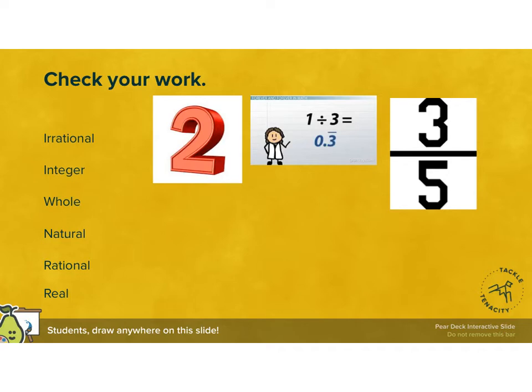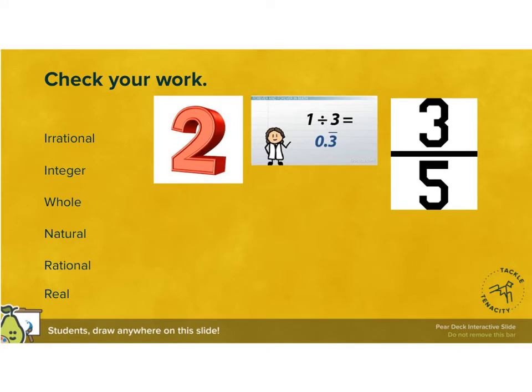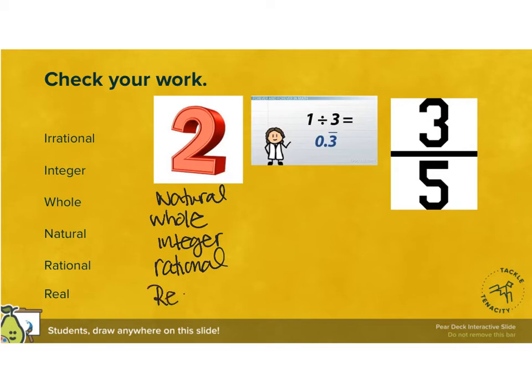So the number 2, first and foremost, that is a natural number. 2 is a natural number because natural numbers start with 1 and they go in the positive direction. It's also a whole number. It's also an integer. It's also a rational number. And all of these are going to be examples of real numbers. So 2 belongs to everything except for irrational.